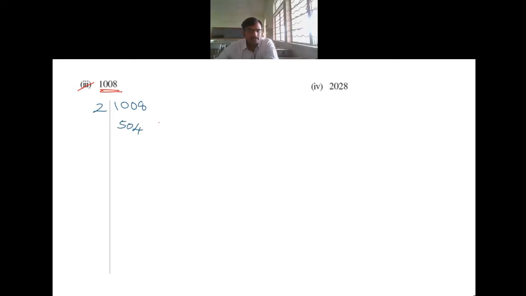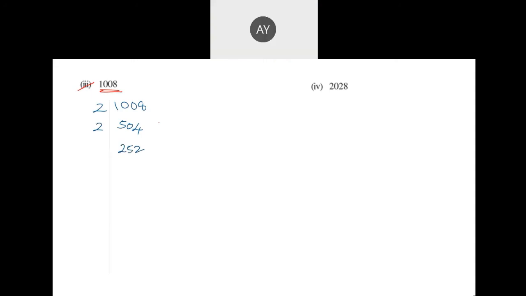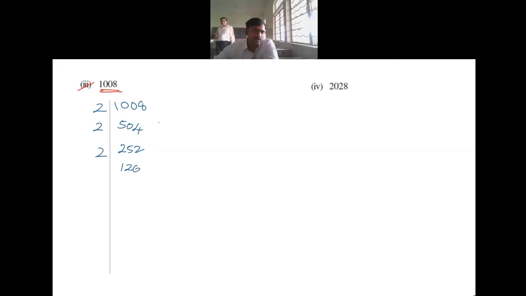Further, when we divide by 2, we get 252. It is divisible by 2, 126 times. It is further divisible by 2, 63 times. Now it is divisible by 3, 21 times. 3 sevens are 21, 7 one time. So it is very clear that 7 is not having a pair.